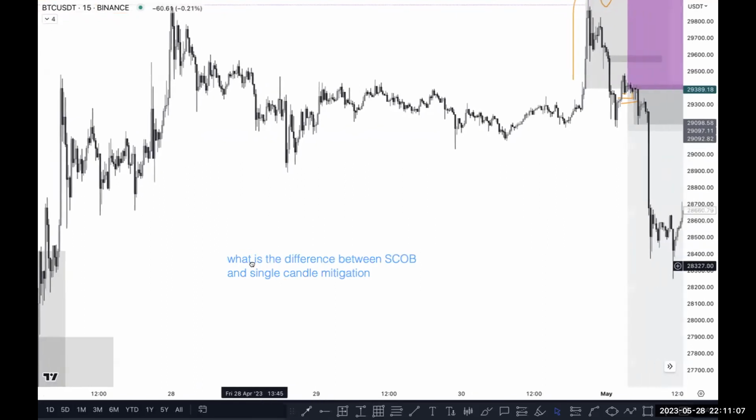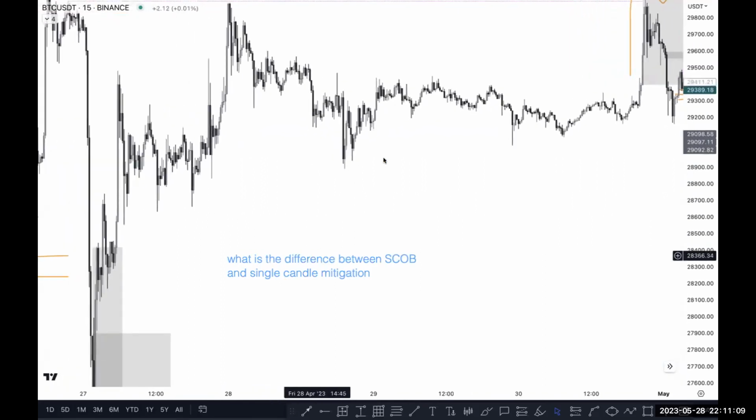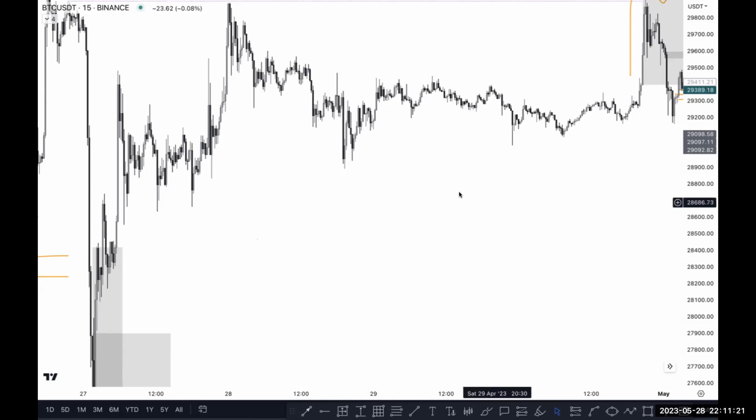What is the difference between SCOB and single candle mitigation? Both are similar. Will you close all trades every day in higher time frames of 15? Yes, sir. Most of the trades close on the same day.